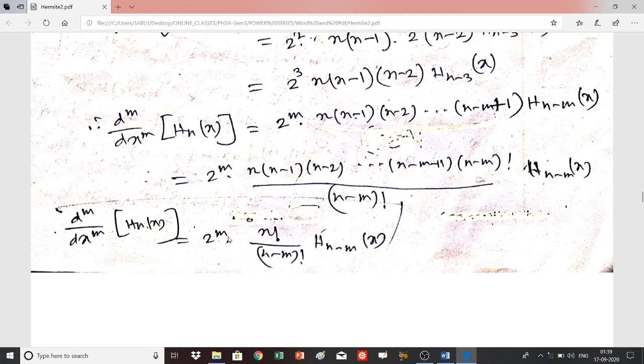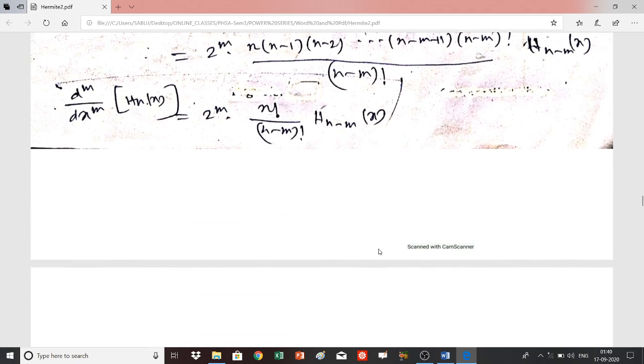So n factorial is written as 2 to the power m into n factorial, n minus n factorial is there, and H_{n-m}(x). So d^m/dx^m H_n(x) is equal to 2 to the power m n factorial by (n minus m) factorial H_{n-m}(x). So it has also been proved here.